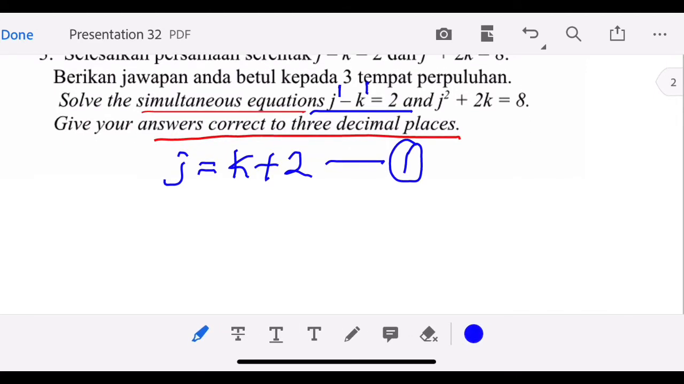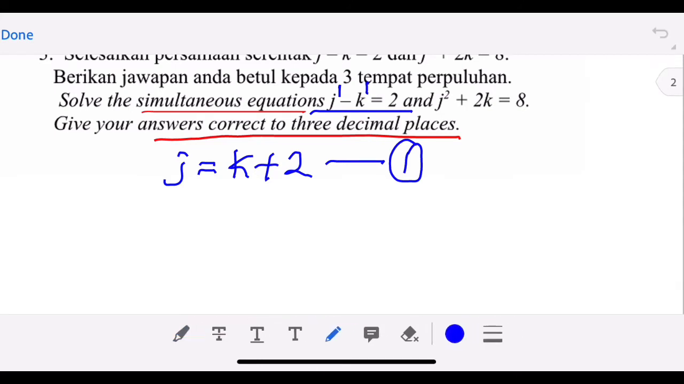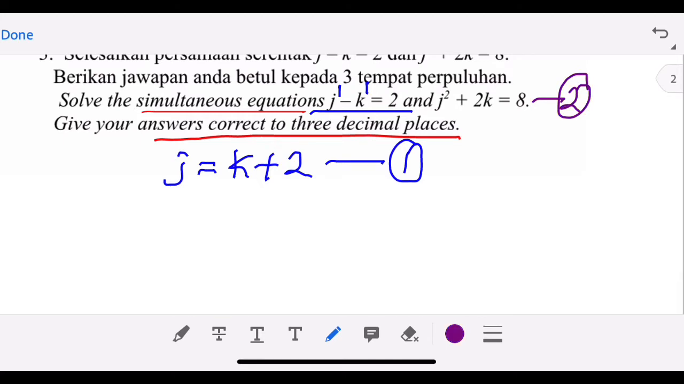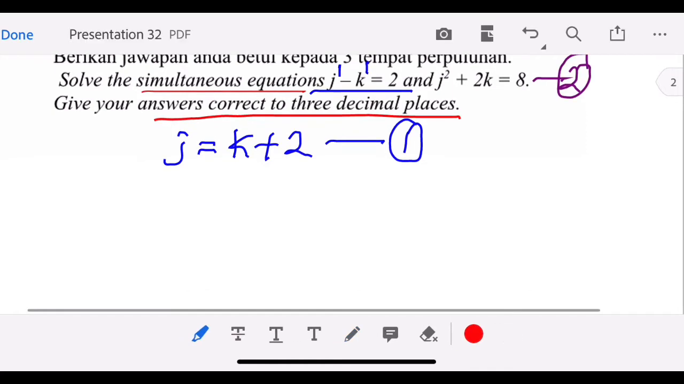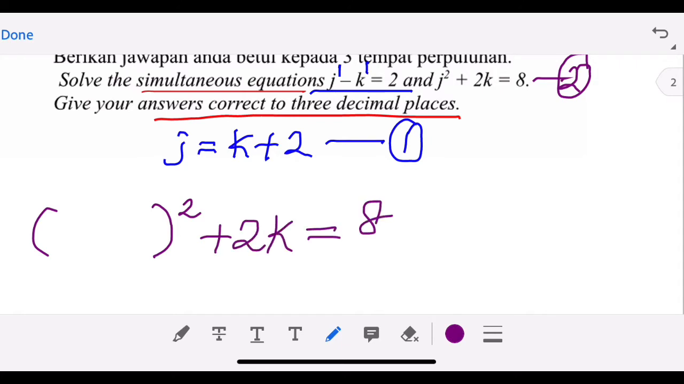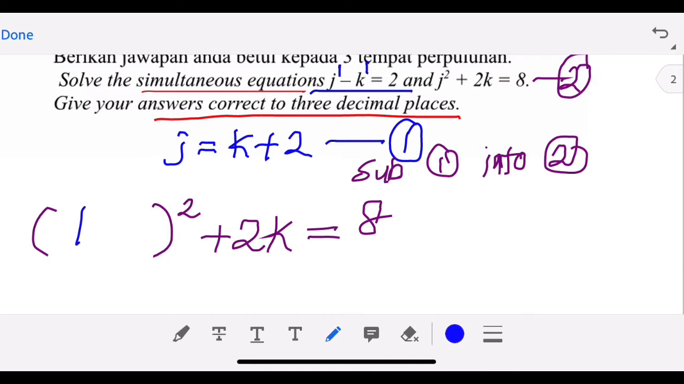Now we are going to substitute this linear equation into the non-linear equation, which is this one. We will label this as equation number 2. So now we are going to substitute into 2. We look at the 2, there is a j squared, right? So inside the j squared, we will write equation 1, and then plus 2k equals 8. So we say substitute 1 into 2. Okay, so I'm going to substitute now. So it's k plus 2.